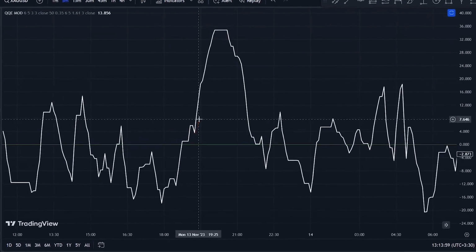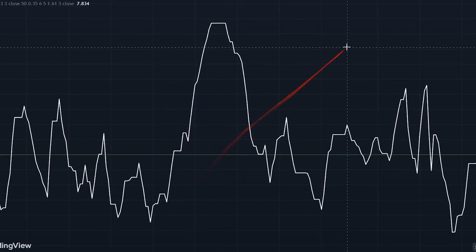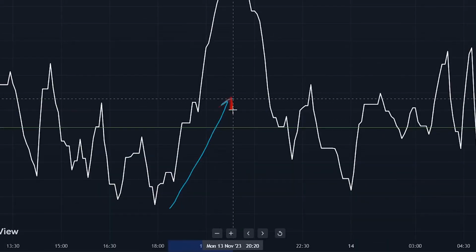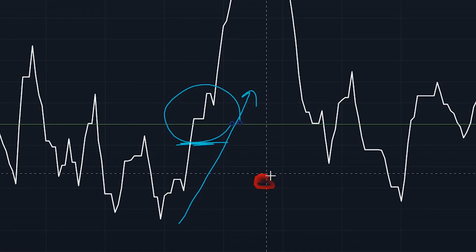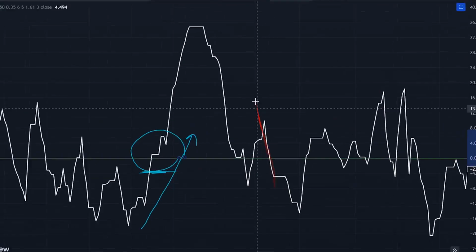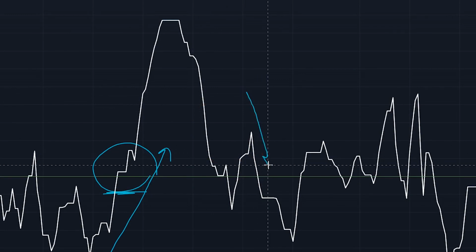The QQE indicator is a primary indicator that gives us buy and sell signals. When it moves from bottom to top and crosses the zero line, buy signals appear for us. And when the QQE line crosses the zero line from top to bottom, sell signals appear for us.